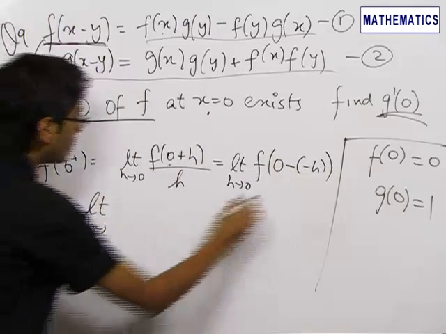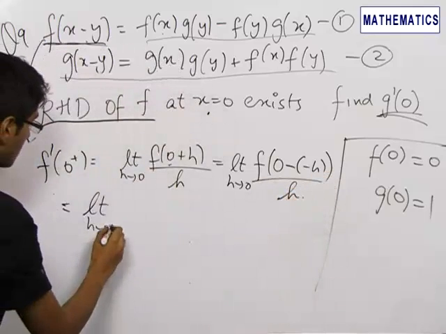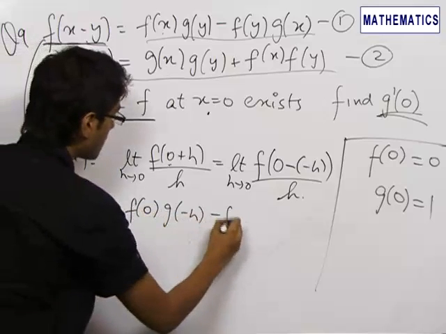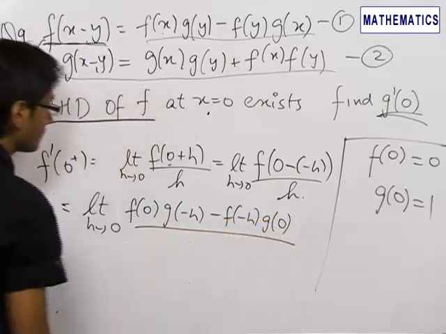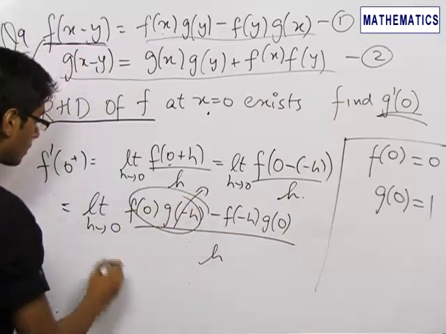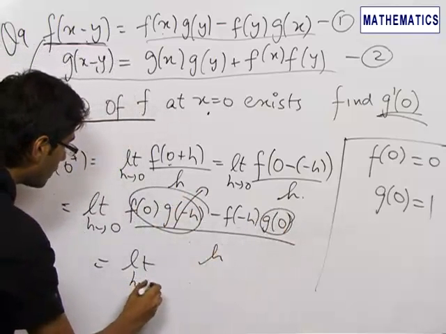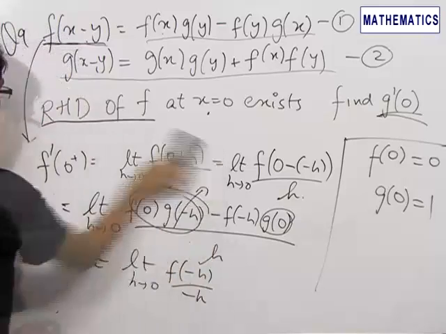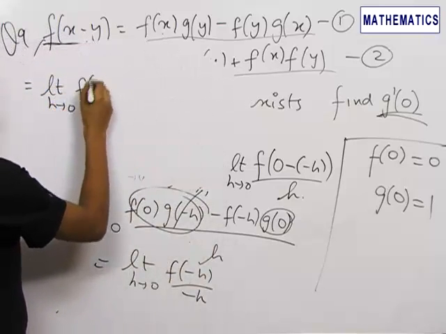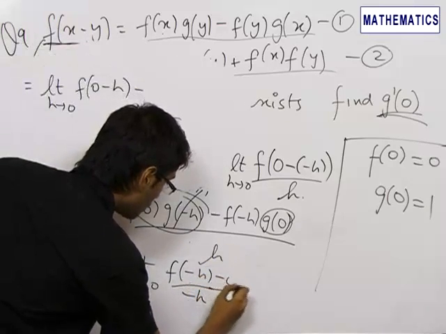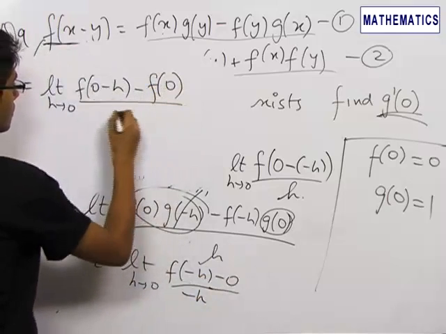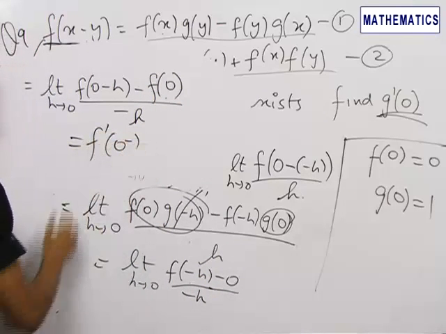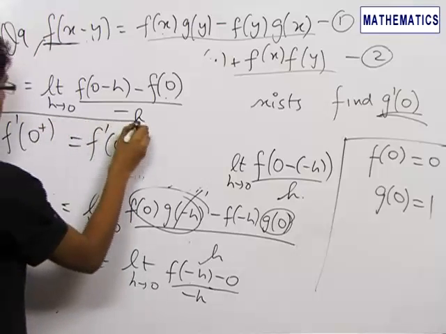This becomes limit h tending to 0, [f(0)g(-h) - f(-h)g(0)] upon h. Now f(0) is 0 and g(0) is 1, so this becomes limit h tending to 0, f(-h) upon -h. This becomes equal to limit h tending to 0, f(0 - h) upon -h. Since f(0) is equal to 0, this becomes [f(0 - h) - f(0)] upon -h, and we know that this is equal to f'(0-). So f'(0+) is coming equal to f'(0-).